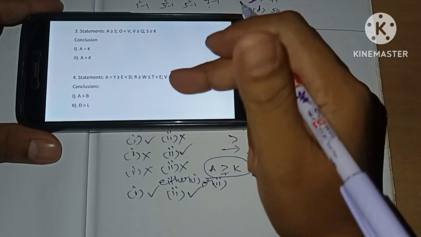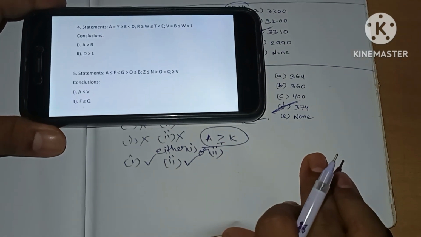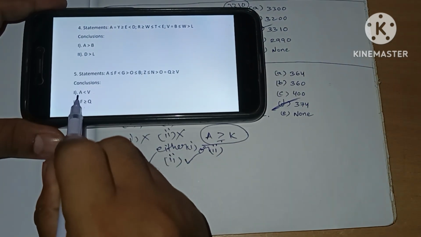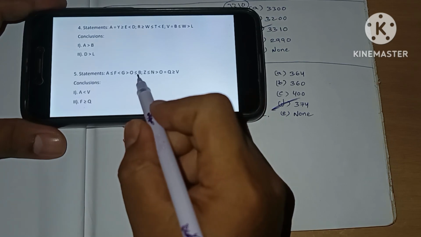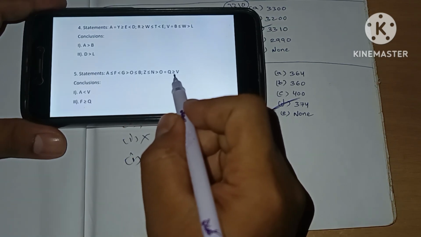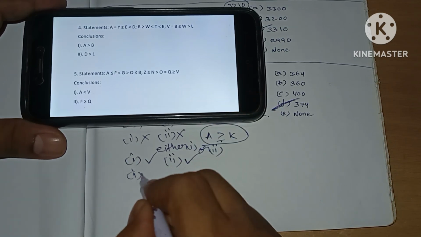Okay. Let's see the fifth question. The flow from V to A. Here from V there is no flow. So the first conclusion will be false.